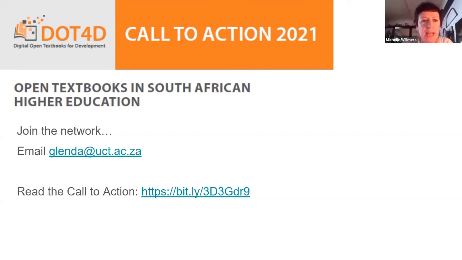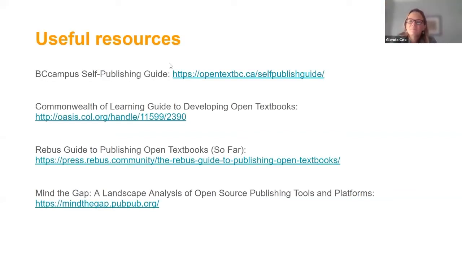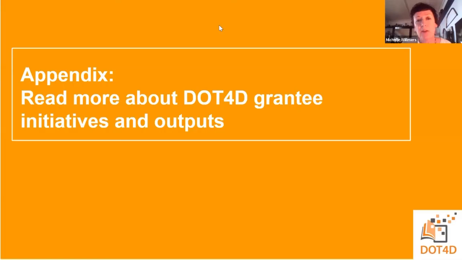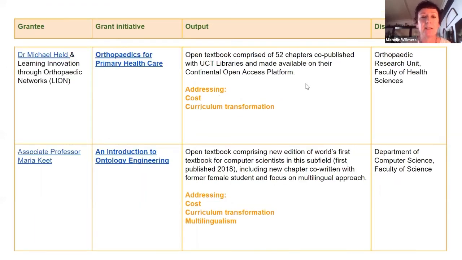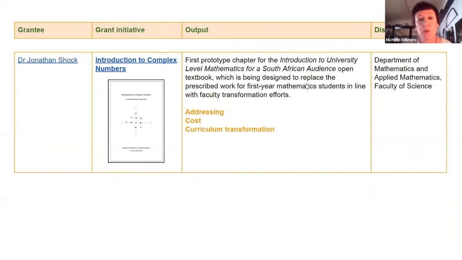Linda, I'm just going to point out that on the last few slides, yes, there is a list of useful resources. There are a lot of resources out there. In our opinion, these are a handful of the really helpful resources we've come across. If you want some references, the Mind the Gap resource is particularly useful, a really comprehensive overview of open source publishing tools and platforms. And then there is an appendix at the end of the slide with a table if you'd like to click on those links and explore a little and see some other examples or see more detail on the UCT outputs produced in our project.